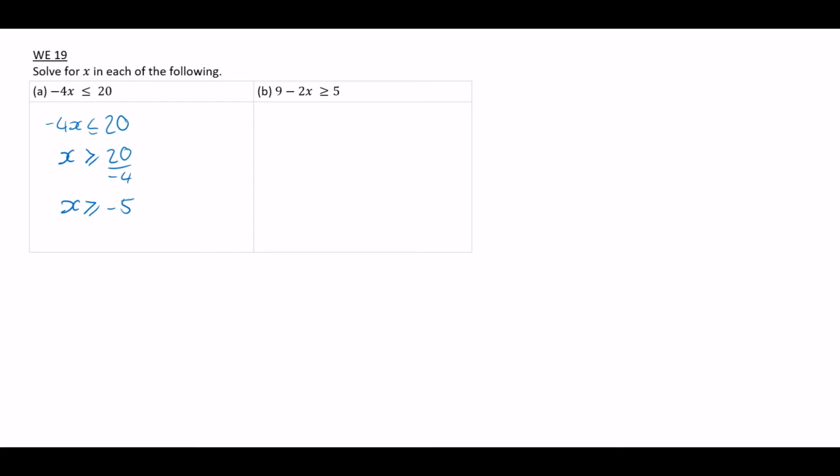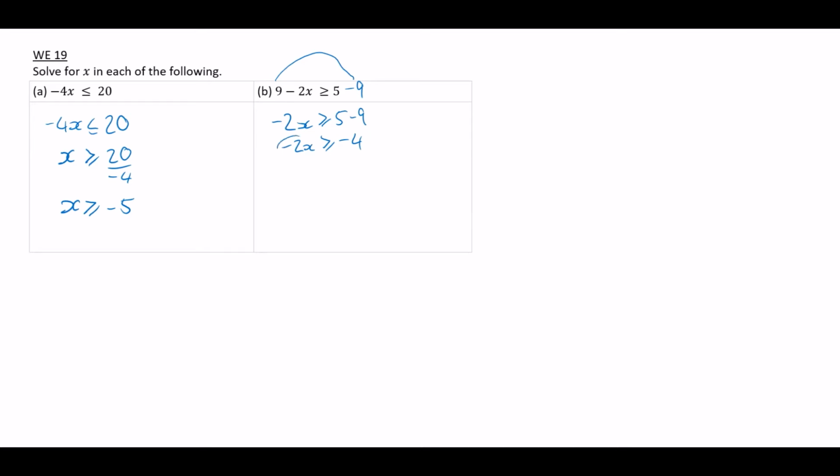Okay, try the same thing over here, except now I've got a number I want to get rid of first. The 9 is currently positive, which means I need to subtract 9 from both sides, or effectively it comes over here and becomes -9. Then I would end up with -2x is greater than or equal to 5 minus 9. So that's clearly greater than or equal to -4. So I've got -2x is greater than or equal to -4.